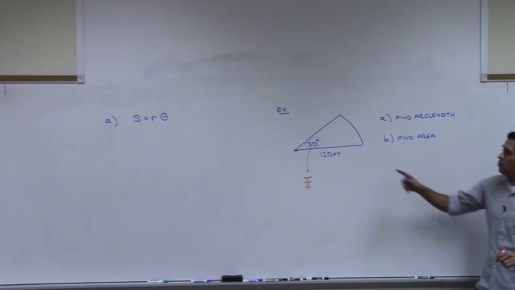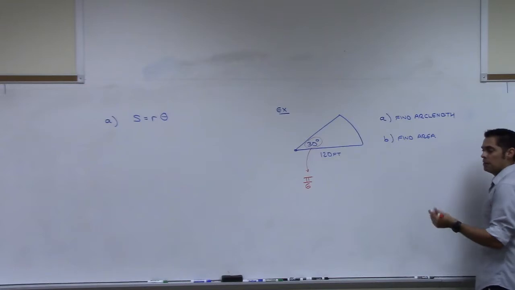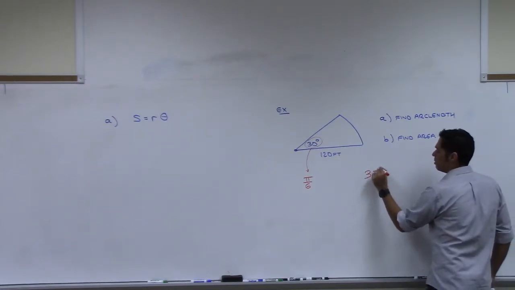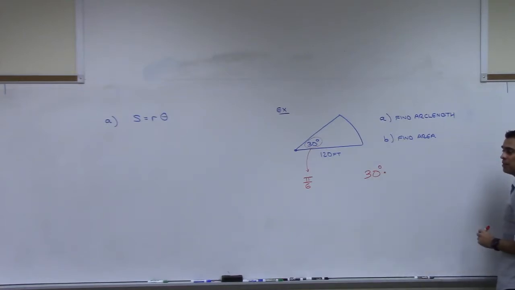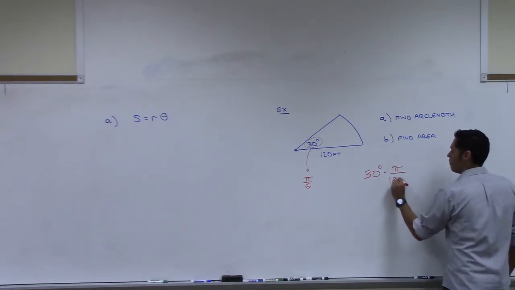What if I gave you some weird angle like 35 degrees? You'd have to convert it. So let me remind you of how we convert. I'm going to convert 30 degrees. To convert 30 degrees to radians, I use the conversion factor that we talked about last class. The conversion factor for this is pi over 180.